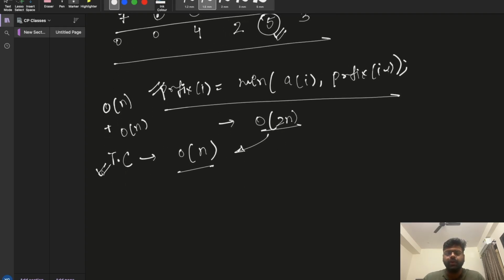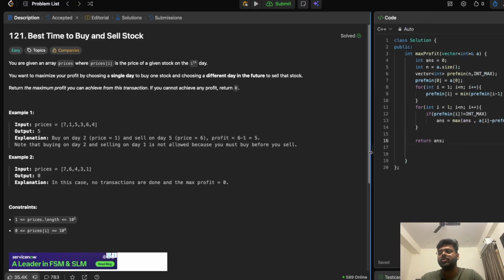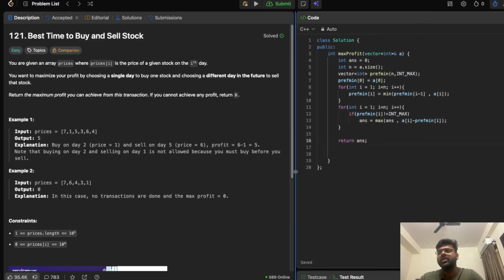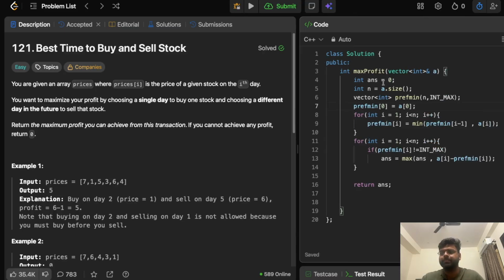Now let's see the code as well. If I show you the code I have written, we have declared an answer variable and the size variable. Now what we are doing is finding this prefix min. I'll just expand this code a bit.